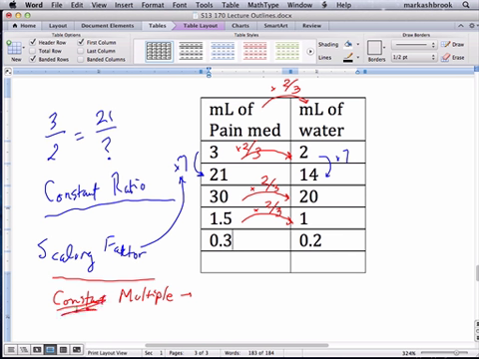So no matter what amount of pain med we have, to get the corresponding amount of water, it's always a constant 2/3. But with a scaling factor, we can choose one quantity and scale it however we want. It's not a constant, right? We can take 1/10 of it, 1/2 of it, we can triple it, we can take 4 times the amount. Whatever we choose for that scaling factor, to keep the relationship, the other quantity has to have the same scale. You see?